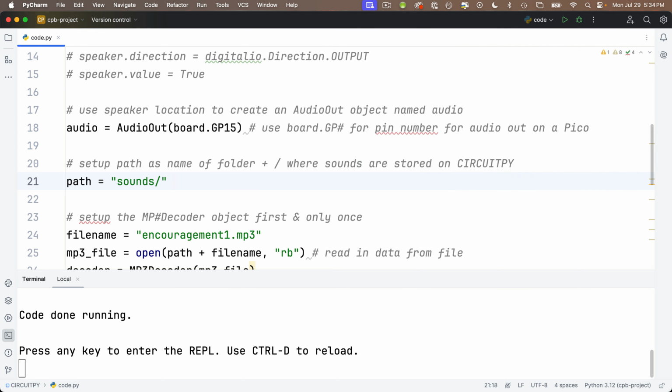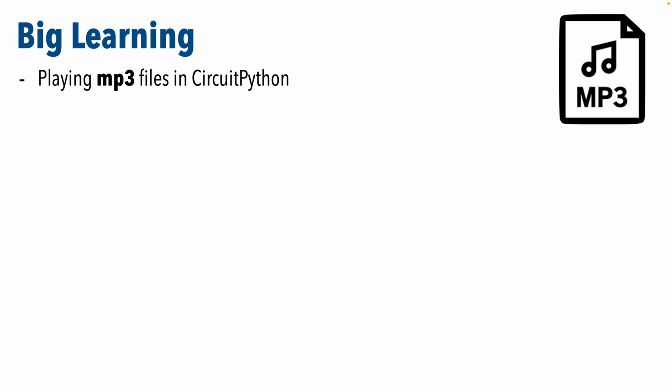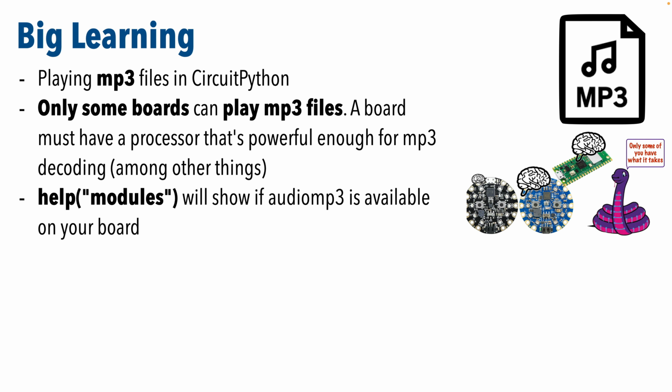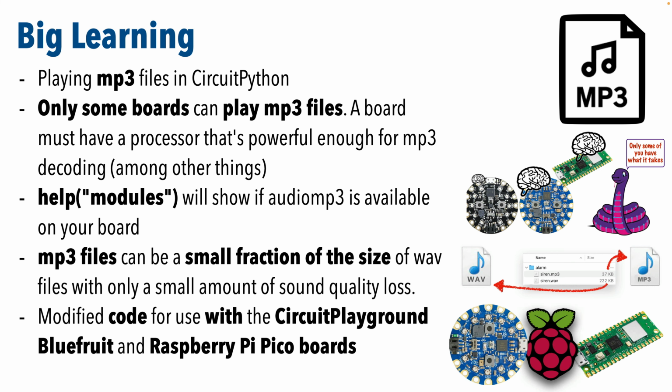This is nice work. Cross-platform code, so big learning in this lesson, which was really all about making sure that you could use MP3 files. In CircuitPython, we learned only some boards can play MP3 files. We learned how we can figure out if the board does play MP3 files. We learned why MP3 files are sometimes better than WAV files, mostly with smaller file sizes and with an audio quality that's still pretty good for most maker projects. And we saw how we could modify our code to work on a CircuitPlayground Bluefruit or Raspberry Pi Pico boards.